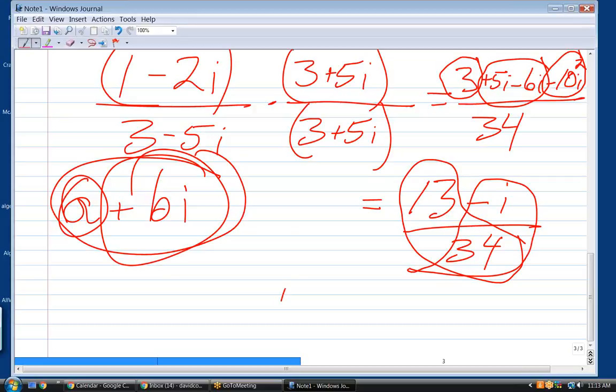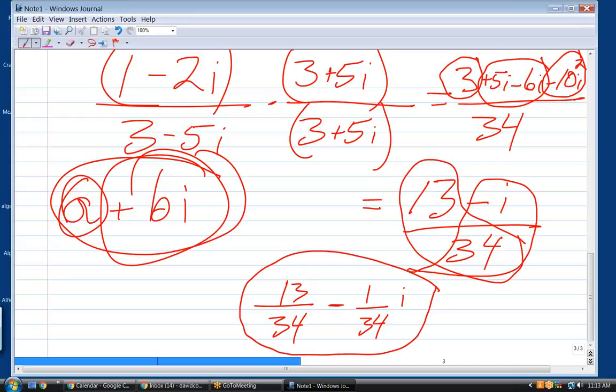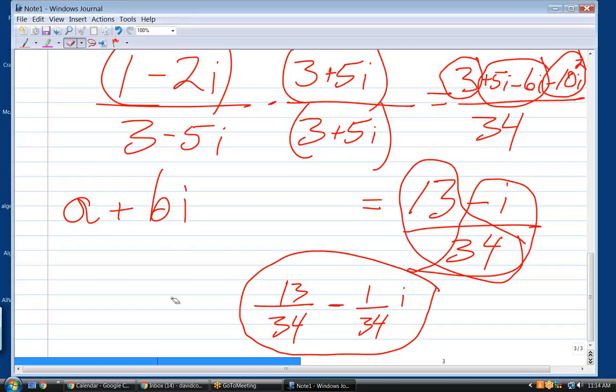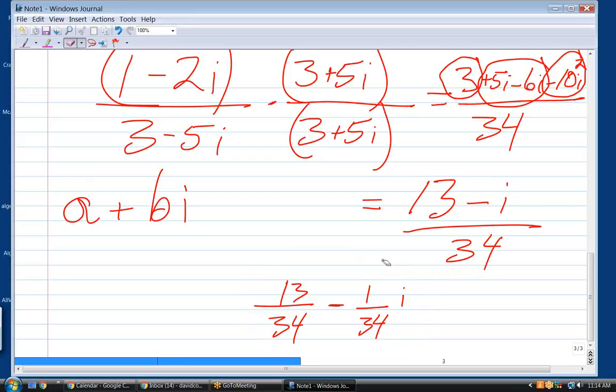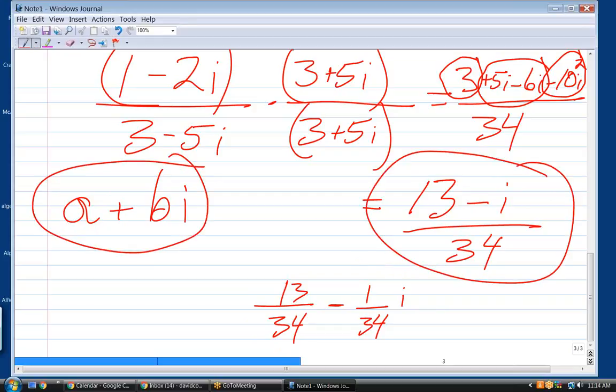Well, the real part becomes 13 over 34. The imaginary part becomes 1 over 34 times i. And so if I wanted my answer in standard format, that would be the correct answer. You know, on your multiple choice test, they may give you this or they may give you this. I don't know. They would give you one of these two. But there is that subtle distinction between this answer and putting it in standard format like that.